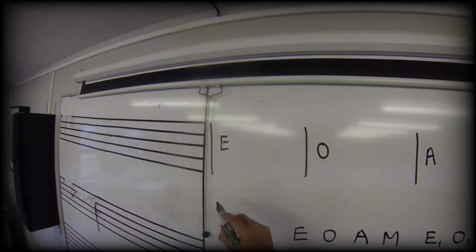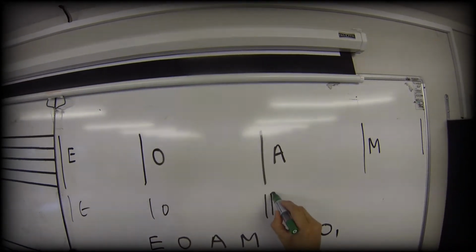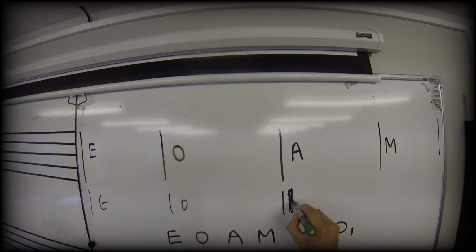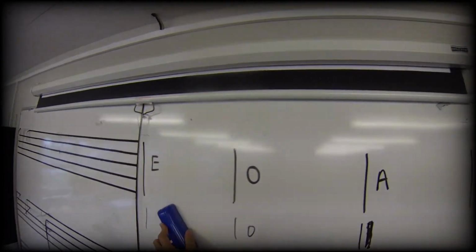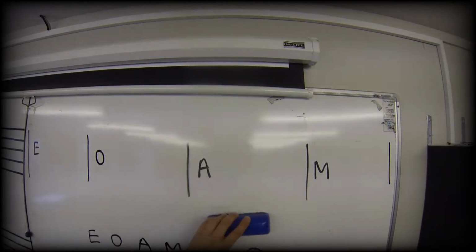Now obviously I could write E and then O and then put my final bar line at the end there, but I want to actually save some bars. So we're going to set up a da capo.